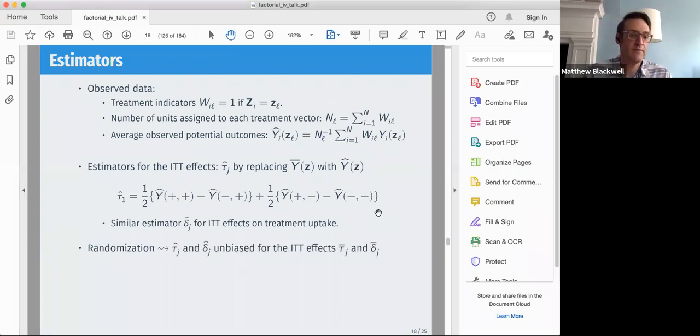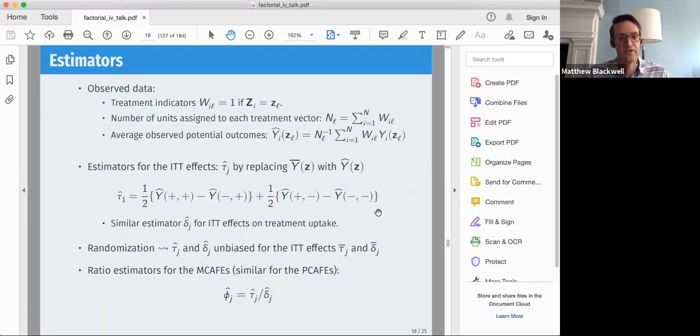Because these are randomized, both the ITTs are unbiased for their effects separately, but not necessarily for the ratio. The ratio is not necessarily unbiased, but we're going to come up with a way to do some inference on the straightforward ratio estimator, which just takes those two ITT estimators and divides them. And you have a similar setup for the perfect complier.